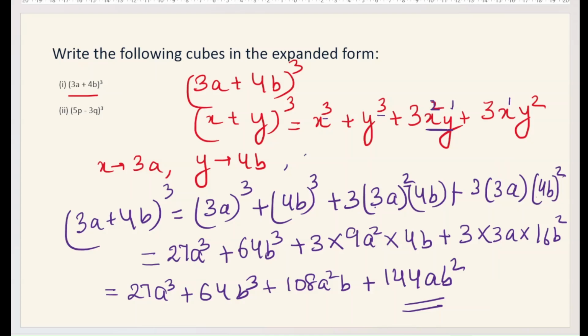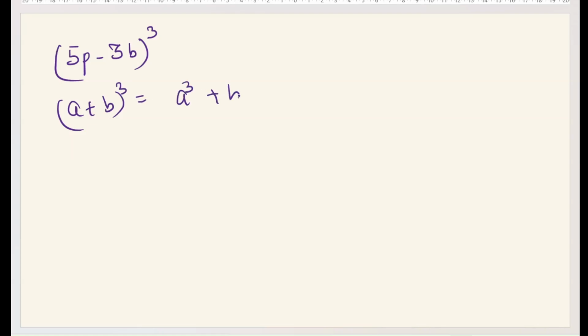Like this, you do a plus b whole cube. Okay, so now we have done one identity, a plus b whole cube. Suppose the question is like this, 5p minus 3b whole cube. Now how will you do this? You only know one identity, a plus b whole cube, that is equal to a cube plus b cube plus 3a square b plus 3ab square.